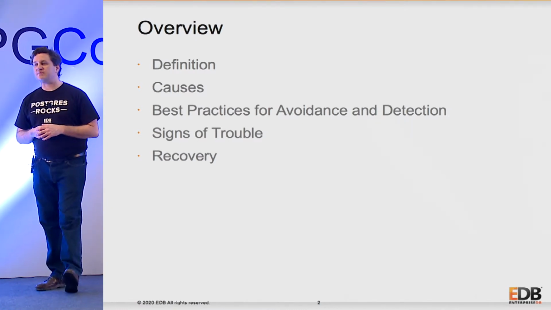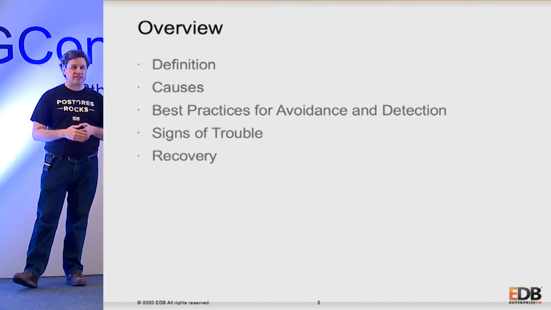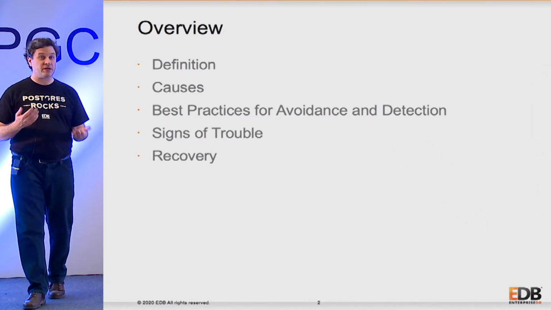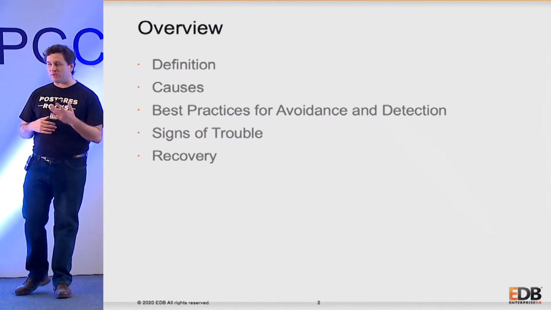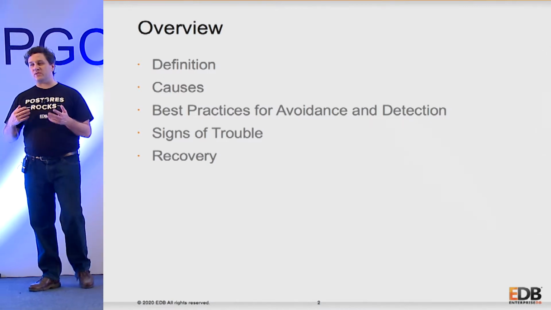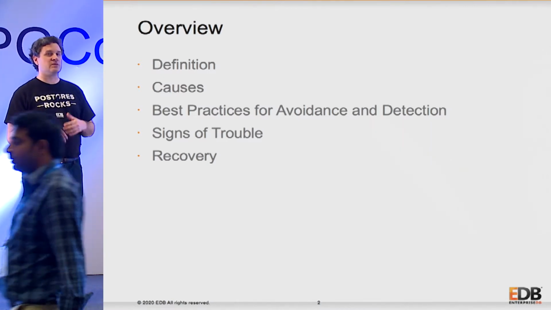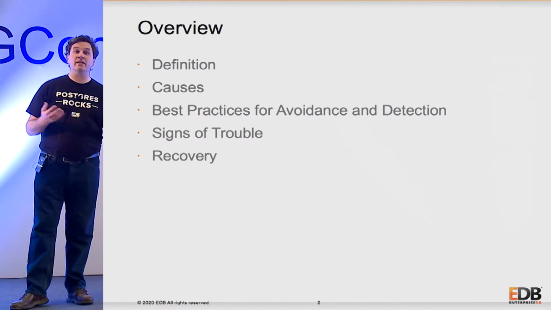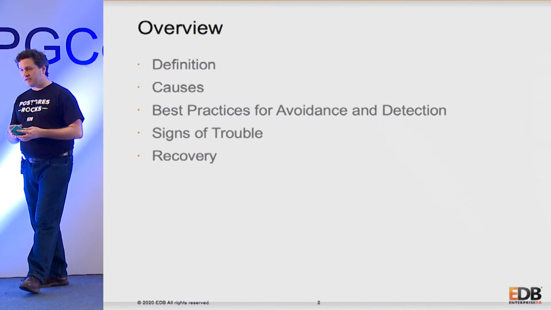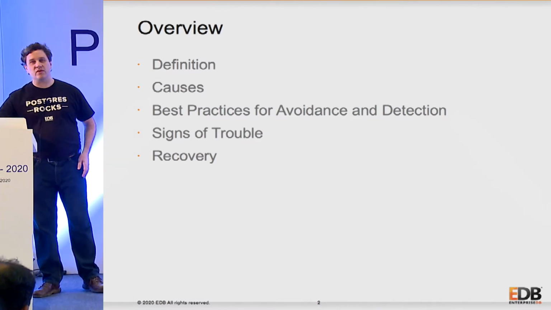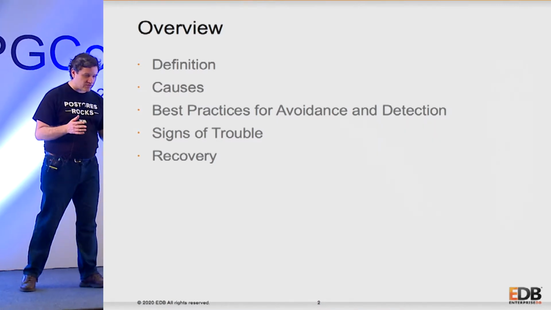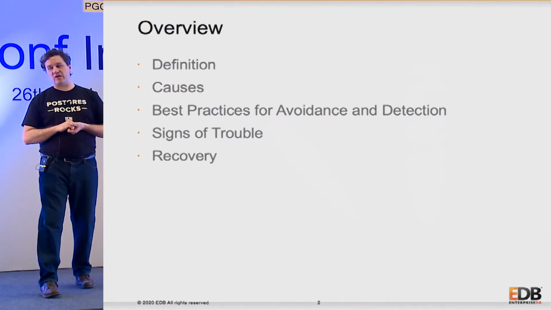Then I'm going to spend some time talking about some best practices that you should deploy in your environment so that you avoid corruption as much as possible, and so that if it does happen, you will detect it as quickly as possible. Then I'm going to tell you a little bit about signs of trouble and actually show you some examples of messages that you might get if your database is corrupted. And finally, I'm going to talk a little bit about some things that you can do in order to try to recover from the situation, or try to recover at least some of your data, if corruption does happen to you.